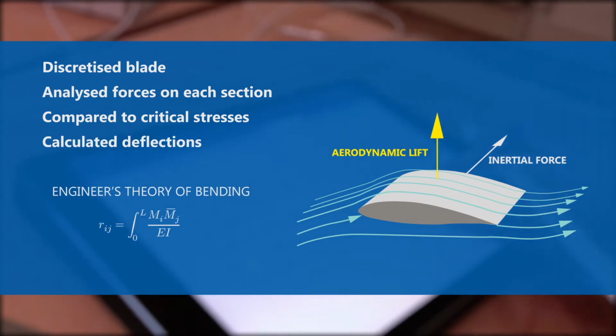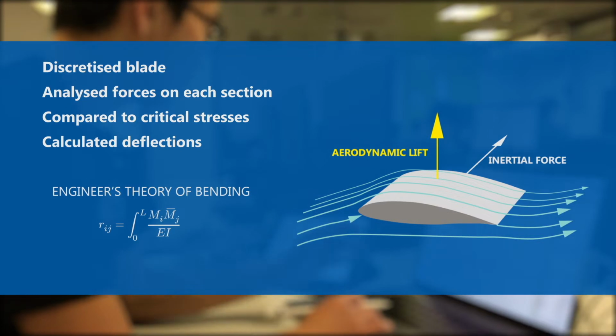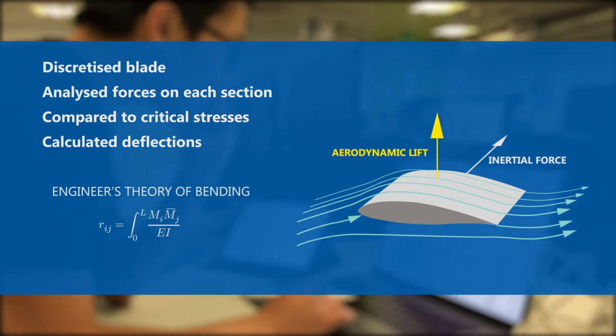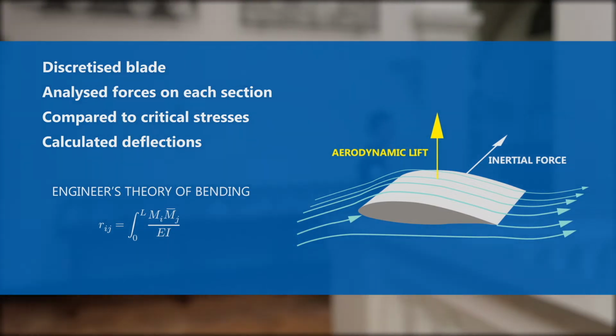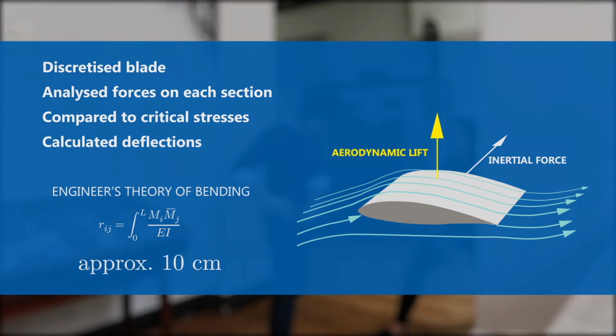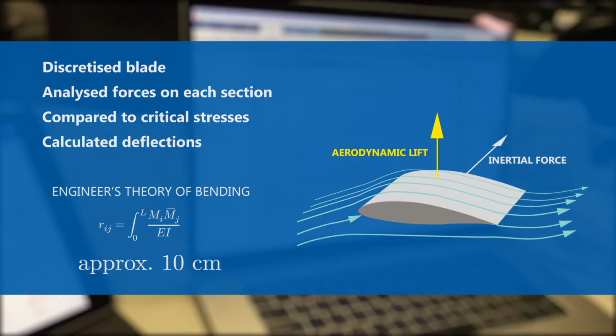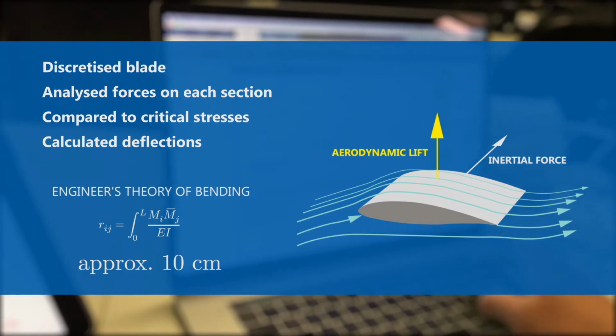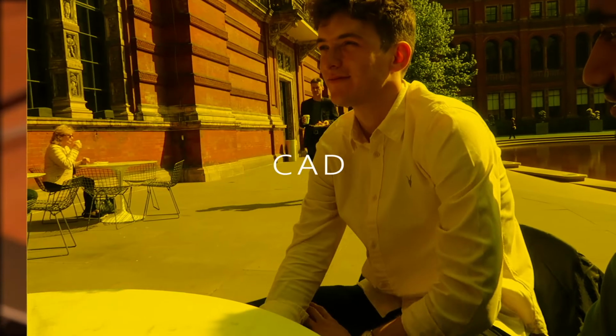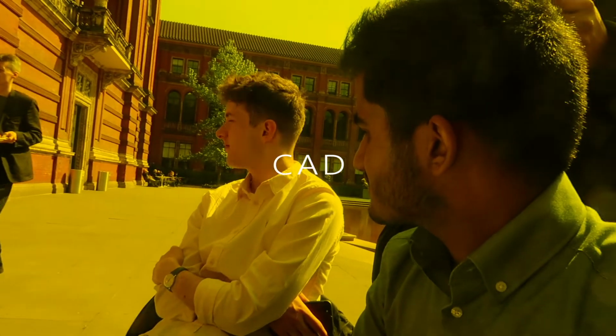The area and second moment of area change along the blade, so the theory taught in first year was modified to reflect this. We found that the deflection was around 10 centimeters, which is a significant amount, but we decided that this deflection would not be detrimental to the airfoil performance because the effective angle of attack at each section of the blade would be constant.